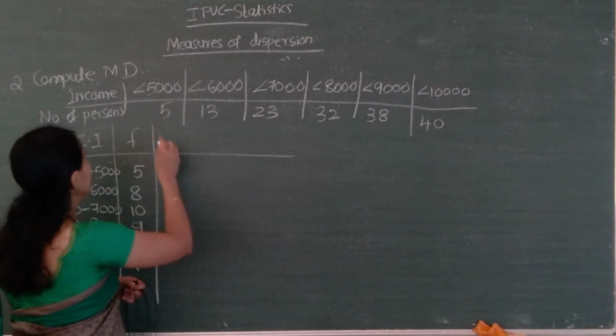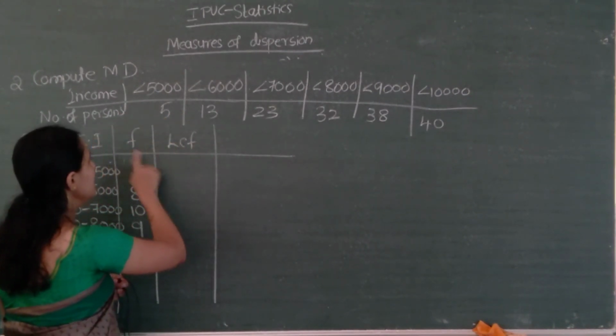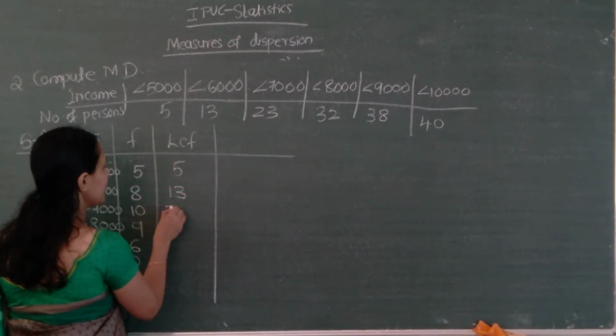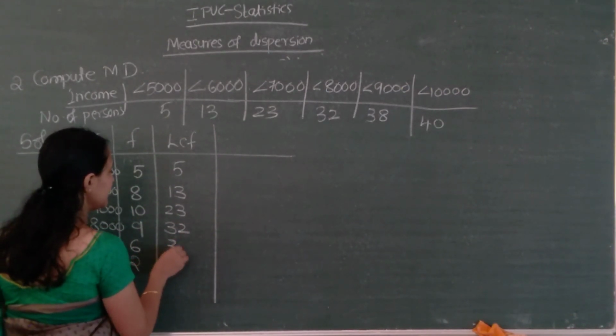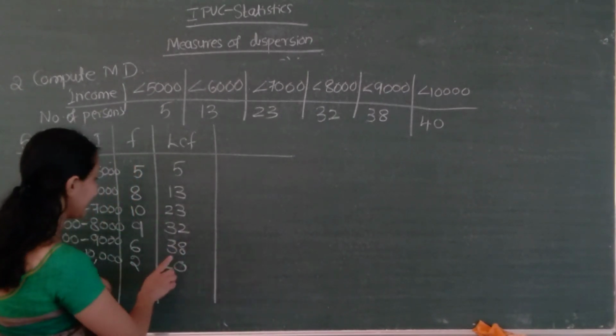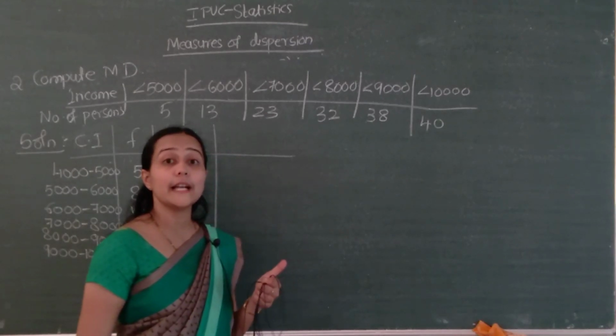First we have to find, to compute mean deviation we have to find the median. To find the median, the same will be there. 5 plus 8 is 13. 13 plus 10 is 23. 23 plus 9 is 32. 32 plus 6 is 38. Sorry, 38 plus 2 is 40. Correct now? Yes.